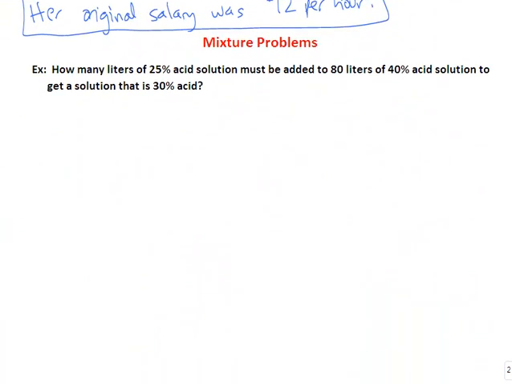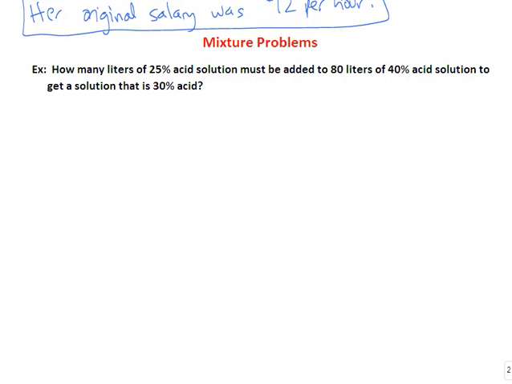The next major category of problems that we're going to talk about are called mixture problems. Mixture problems are very similar to your basic chemistry class. For example, in this problem we want to take how many liters of a 25% acid solution must be added to 80 liters of 40% acid solution to get a solution that is 30% acid.